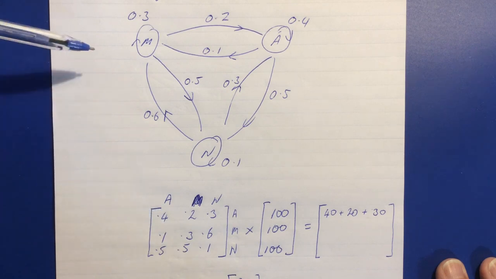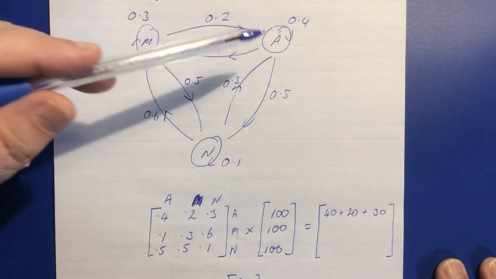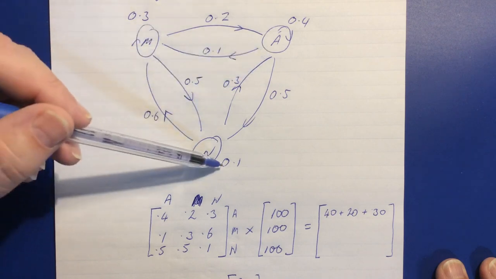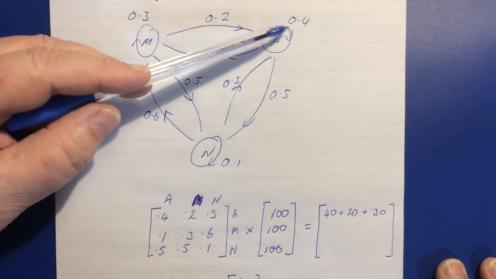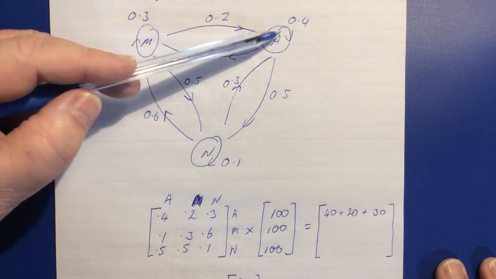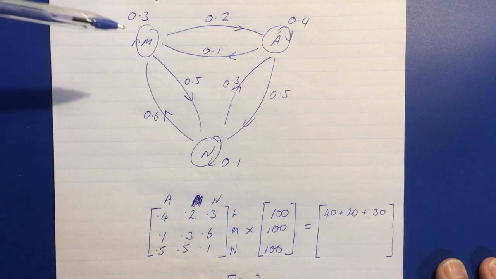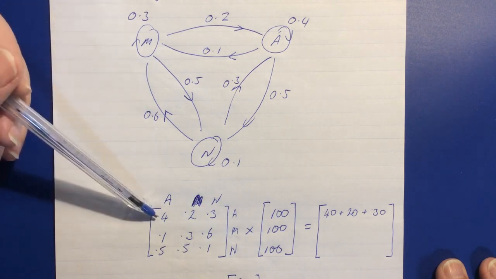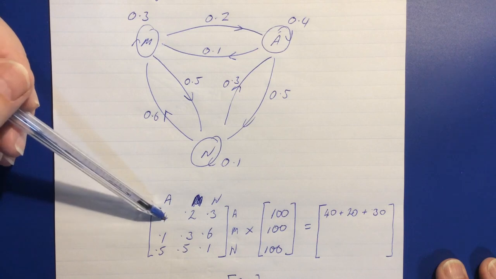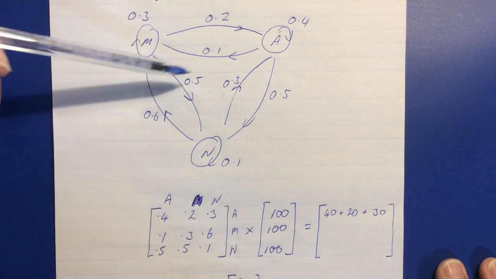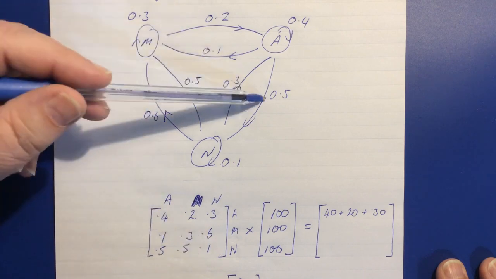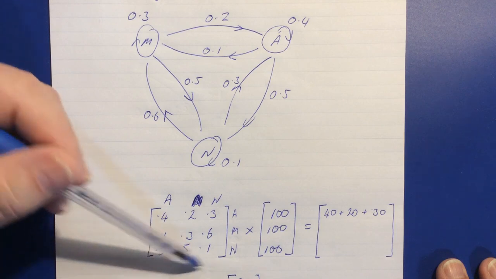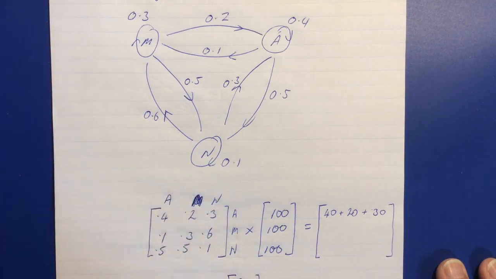So things move from A to M, A to N. Things stay put. That's what these little circles with the arrows on them indicate. So 40% of things that are in A remain in A over a period of time. So making up the matrix very quickly, A to A, 0.4, A to M, 0.1, A to N, 0.5, and so forth and so on. If you need to see how this is constructed, there's a previous video on this using these exact numbers.